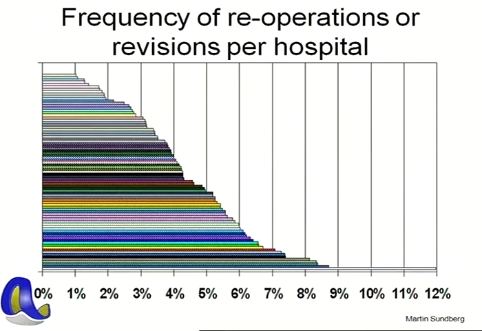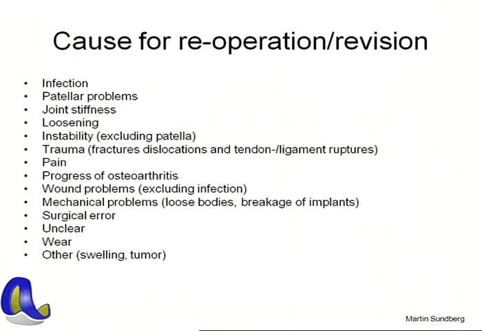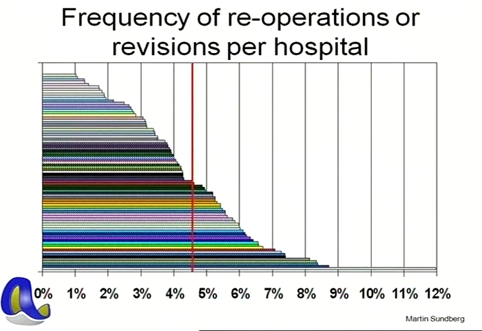And this is just to show you the frequency of secondary procedures per participating unit. Each of these bars represents a unit or a hospital performing knee arthroplasty. And there are a couple of hospitals with no frequency of reoperations.